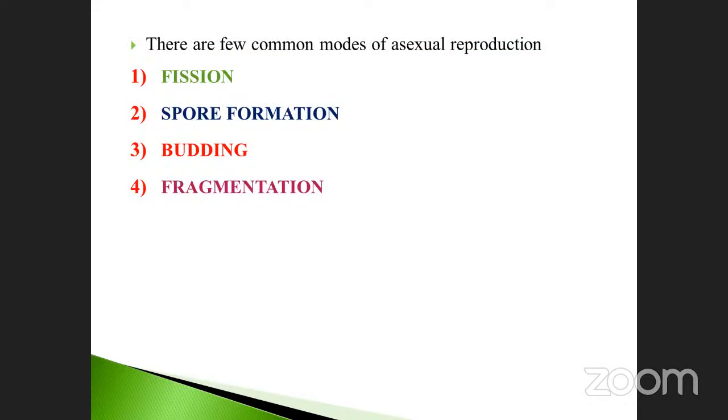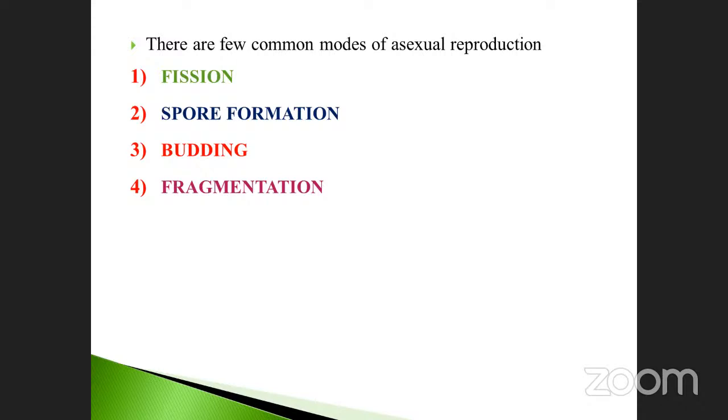There are a few common methods of asexual reproduction also. What are the few common methods listed here? Fission, spore formation, budding and fragmentation. These are the four types. Already we discussed fission and spore formation. I think fission only.